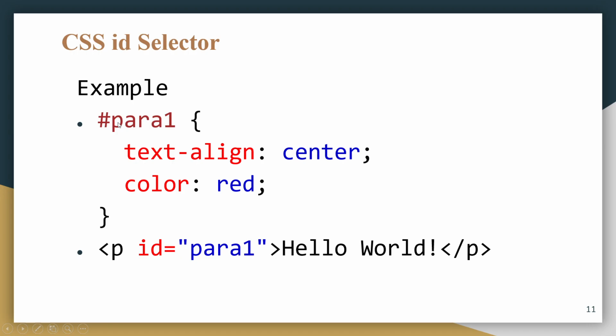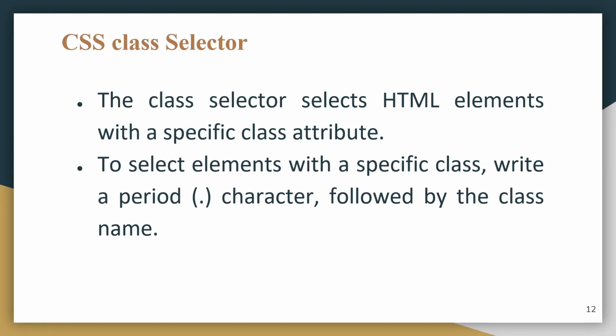Here we are defining what that particular id should do when it is called. para1 is defined with text-align center and red color. Inside the p tag, id is the attribute; you assign the id value para1, and give the text which should appear on the website. So para1 has red and center, and Hello World will appear in the center in red. This will be applicable only to that particular id.